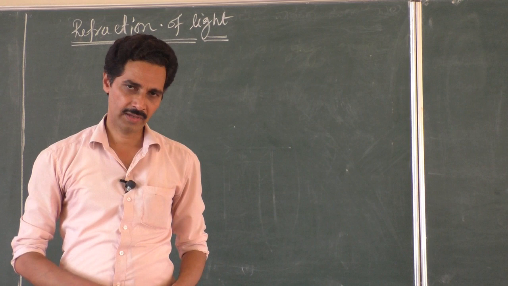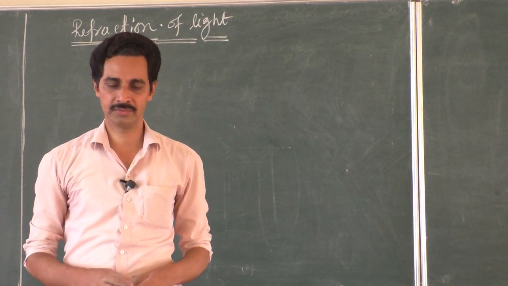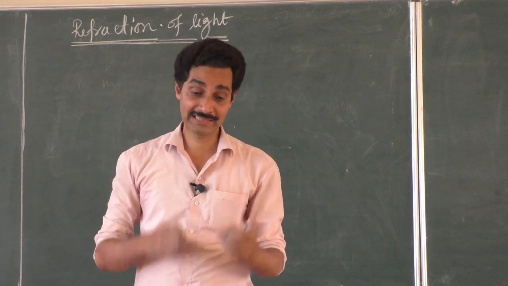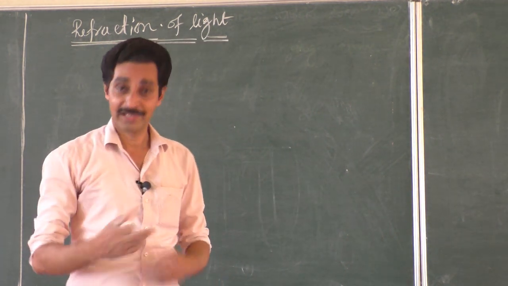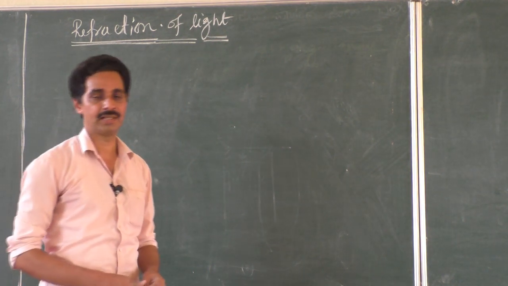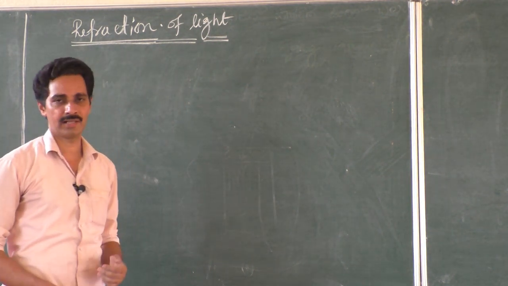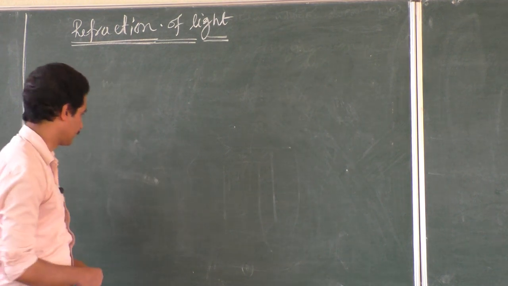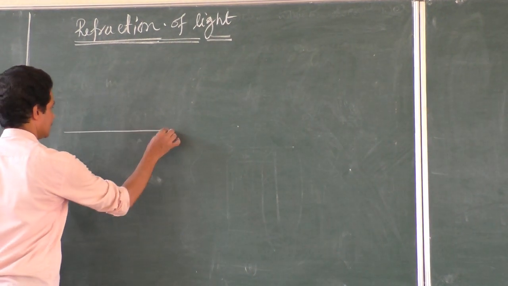In the last class we have seen about refraction. When light moves from one medium to another, it changes direction and speed, so it chooses a different path. That is called refraction: the change in direction of a ray of light when it travels from one medium to another medium. So we have seen so many things in refraction.